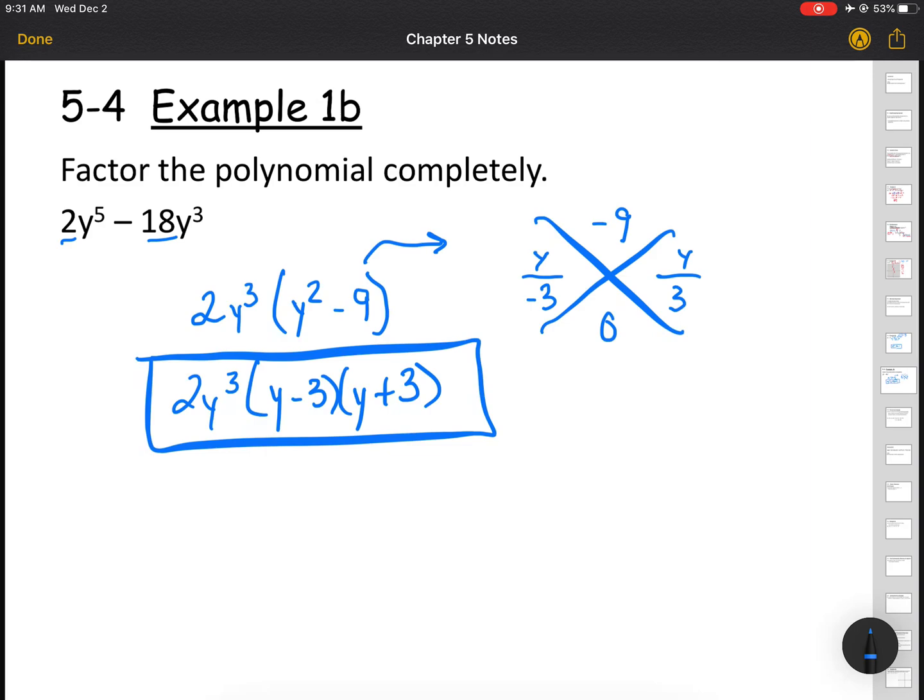Okay, and again, that was a difference of two squares, because it's y squared minus 3 squared. I'm going to have one factor that is y minus 3, and the other factor needs to be y plus 3. So there's that. It should be factored all the way down completely there.